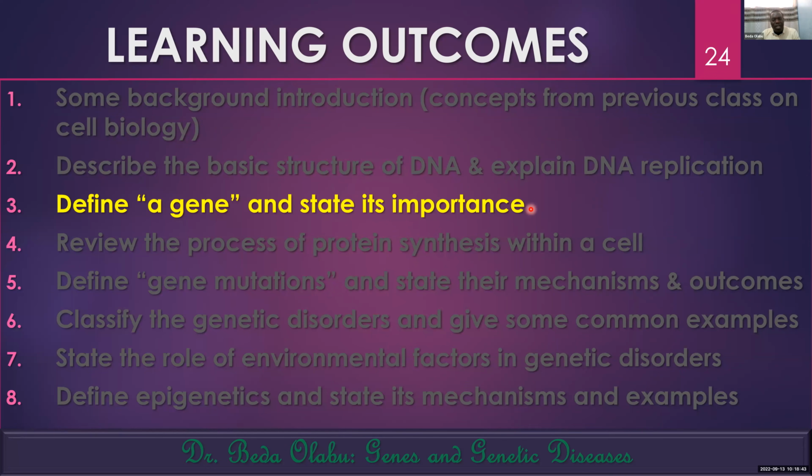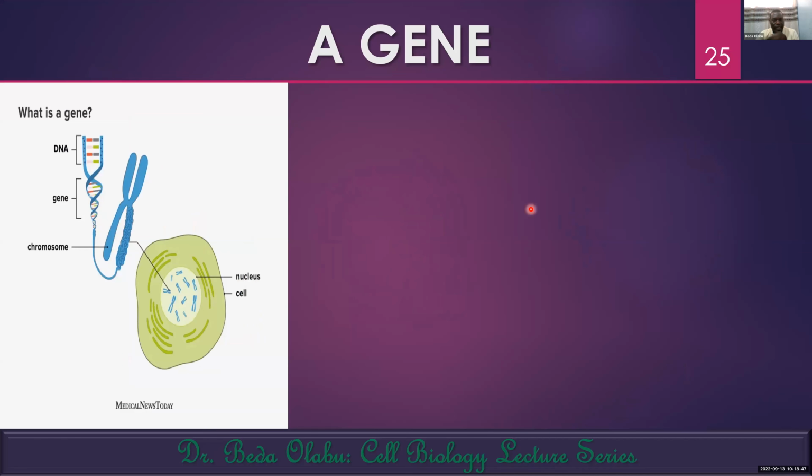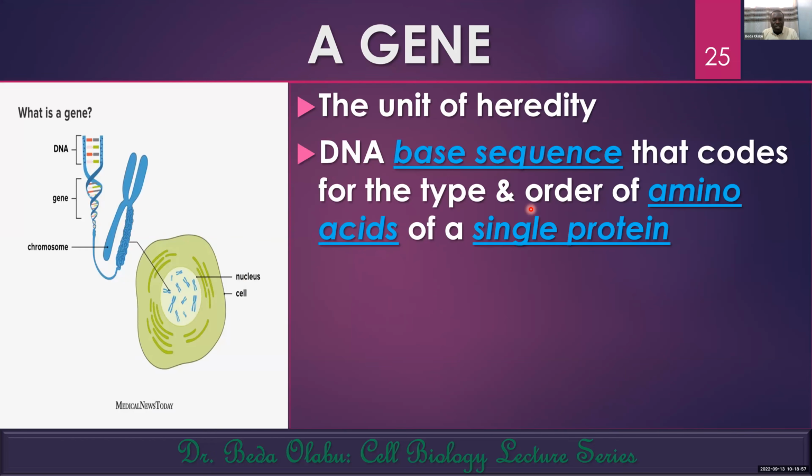Now we can define a gene. What is a gene? Commonly defined as the molecular unit of inheritance. A gene refers to the DNA base sequence that codes for the type and order of amino acids of a single protein.